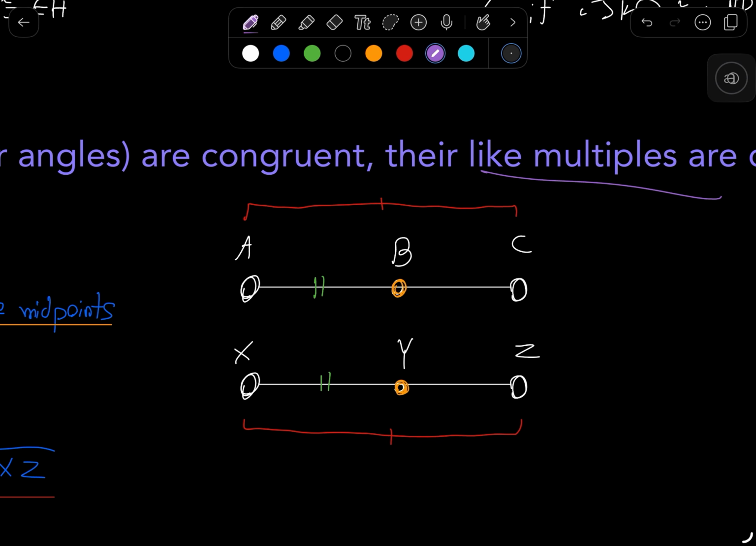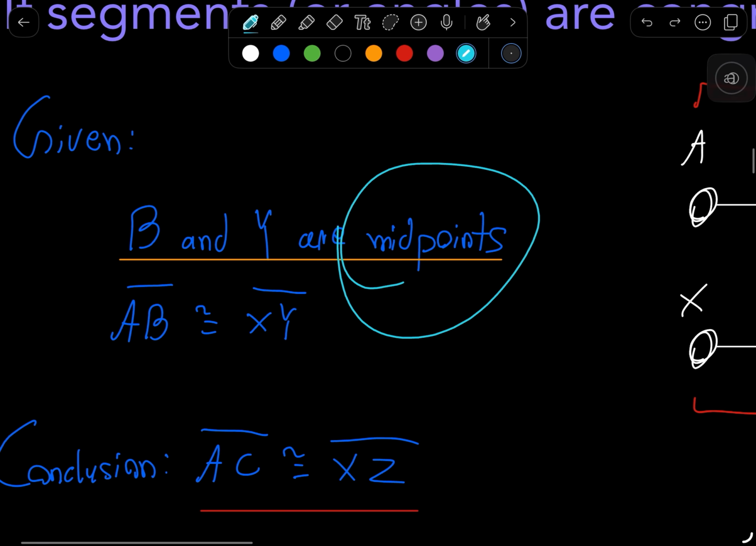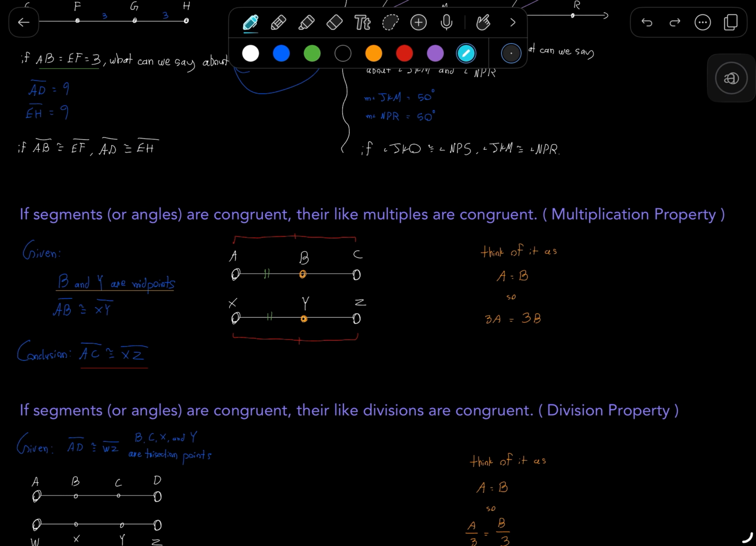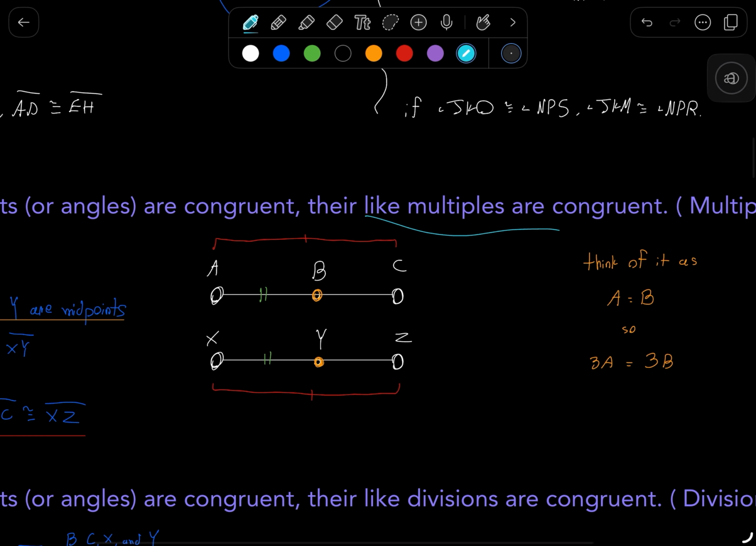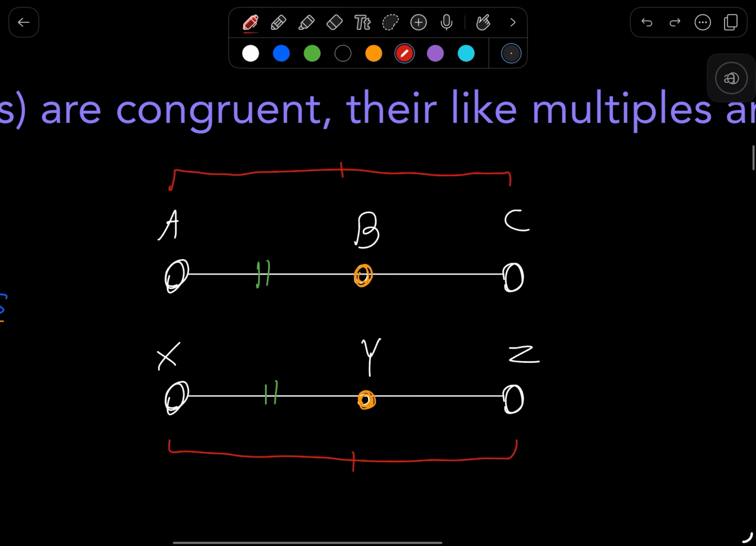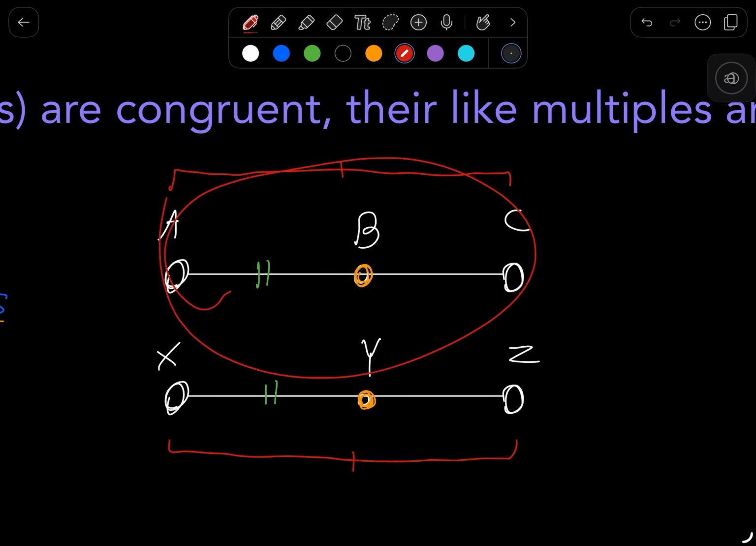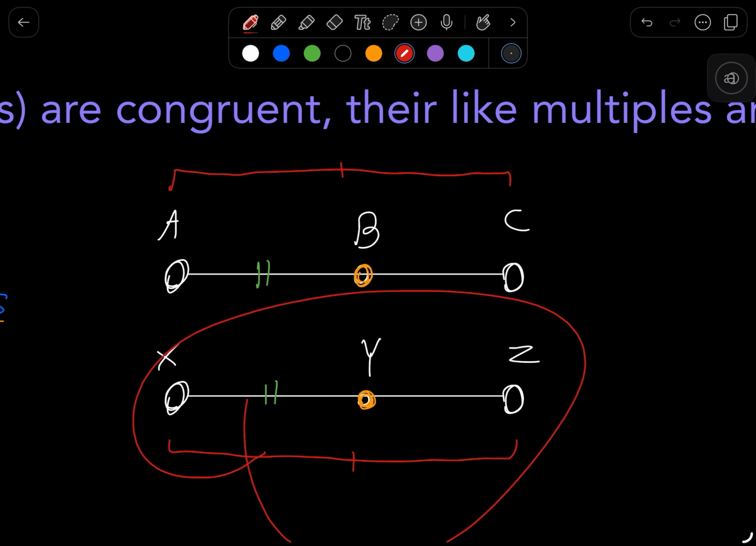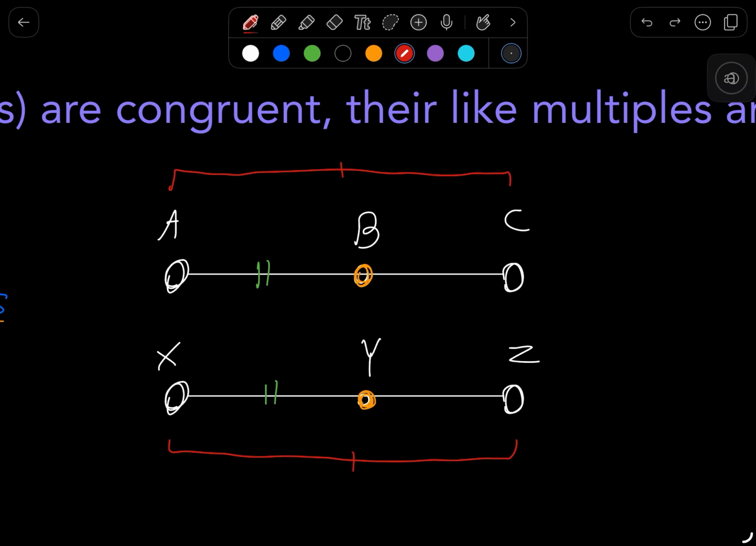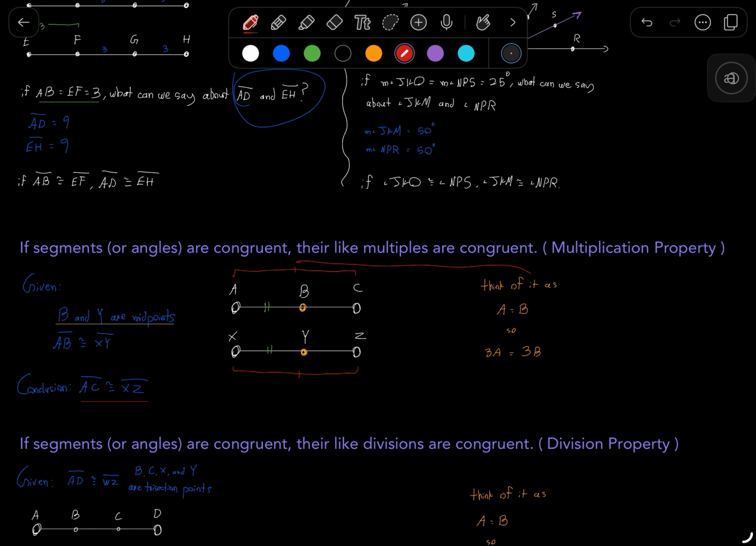The reason it says like multiples, well, that "like" part, you have to first know that there's going to be a midpoint, bisection, or trisection involved. You can't use this theorem if there is nothing like that. Second, it says the like multiples are congruent. Well, that makes sense. AC is 2 times AB, so that's a multiple. XZ is 2 times XY. So once again, that's why it says their like multiples are congruent.